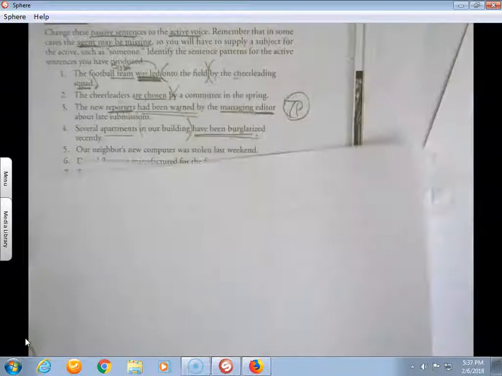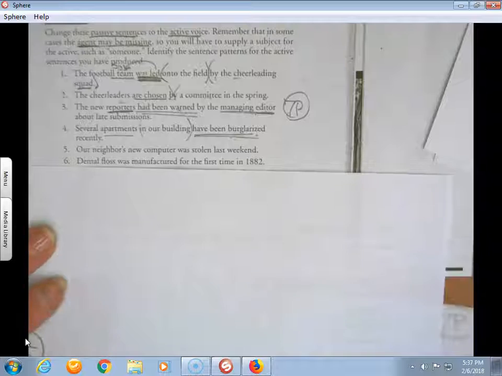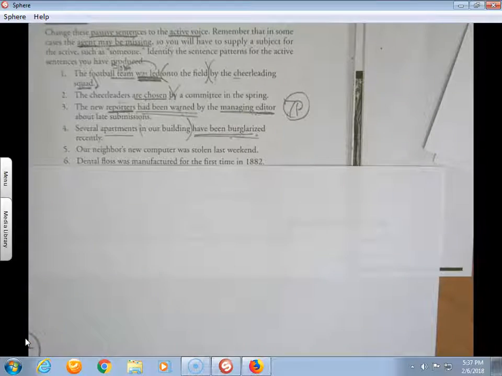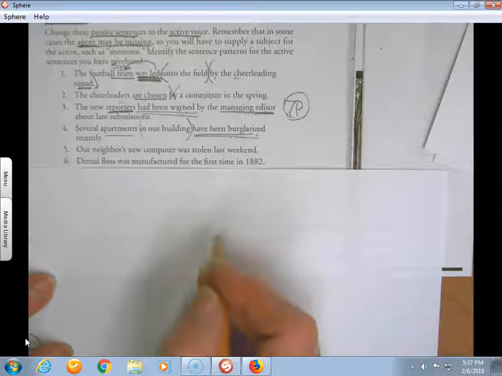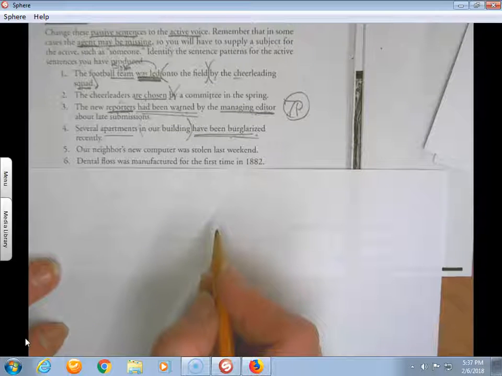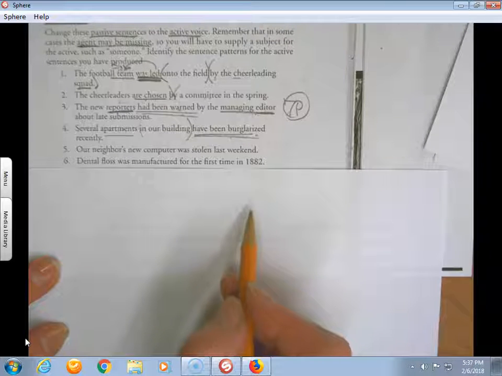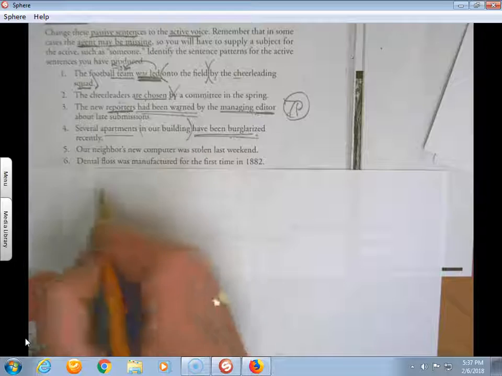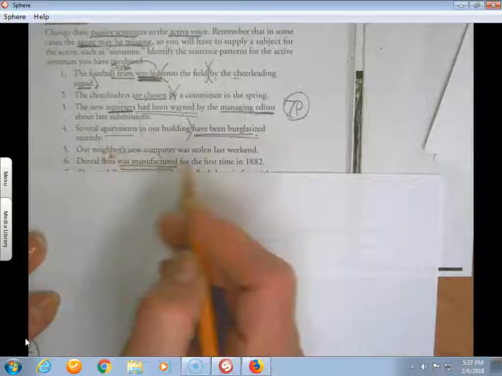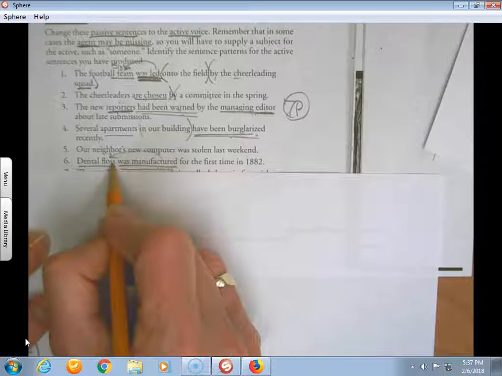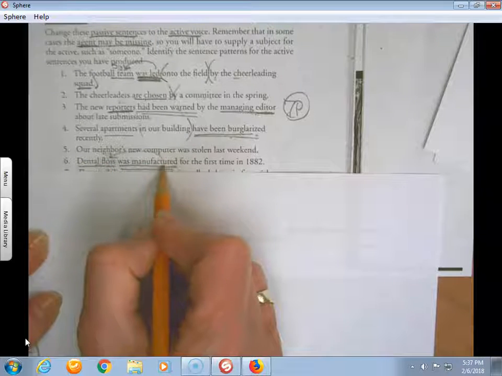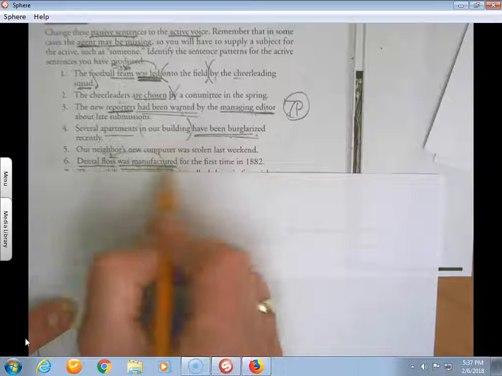Number 6, dental floss was manufactured for the first time in 1882. Now there's a great pickup line. Next time you're trying to think of something to say to somebody to impress him or her, say, did you know that dental floss was manufactured for the first time in 1882? A sure crowd pleaser. All right, was manufactured. What was manufactured? The dental floss. So the subject is also the direct object. That's why we know it's passive. So the question is, well, who did the manufacturing? Who done it? Right? Who did the verb?